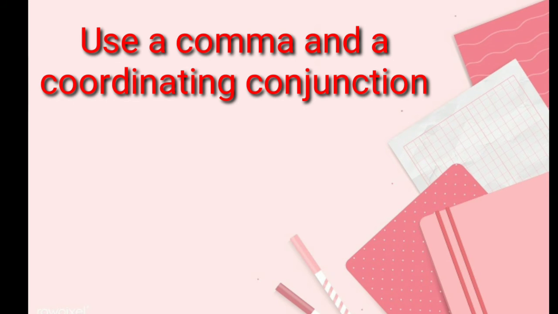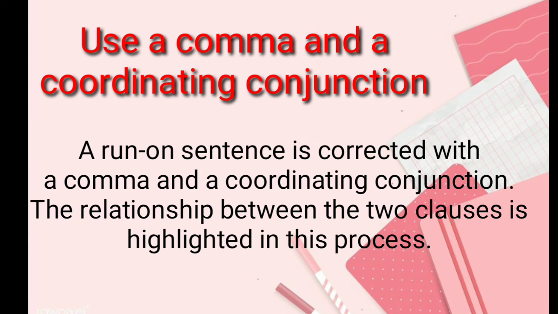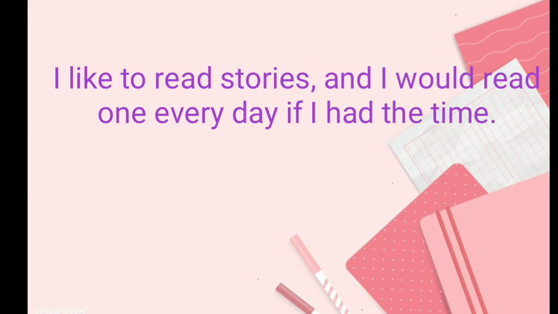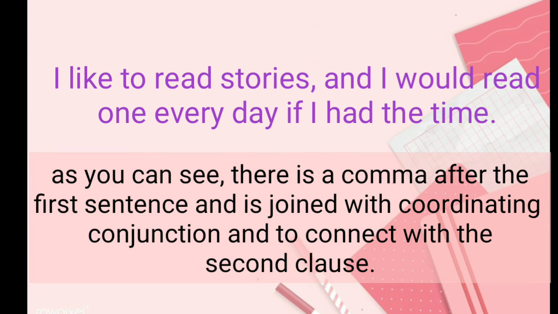So next, use a comma and a coordinating conjunction. A run-on sentence is corrected with a comma and a coordinating conjunction. The relationship between the two clauses is highlighted in this process. For example, I like to read stories, and I would read one every day if I had a time. So as you can see, there is a comma after the first sentence and it is joined with a coordinating conjunction, and, to connect with the second clause.